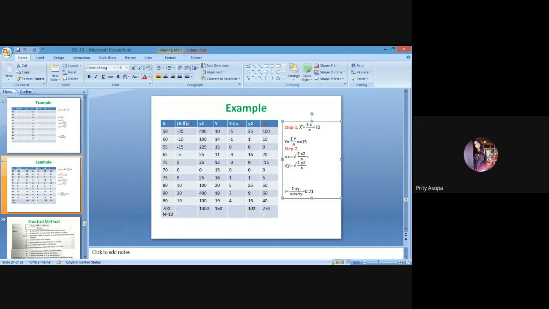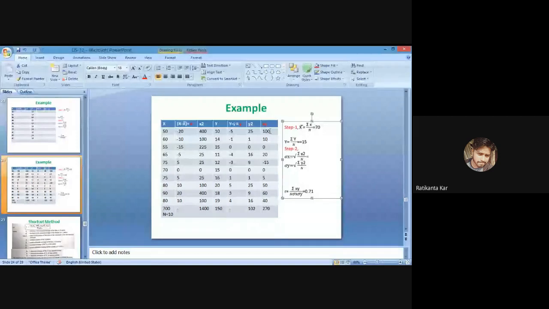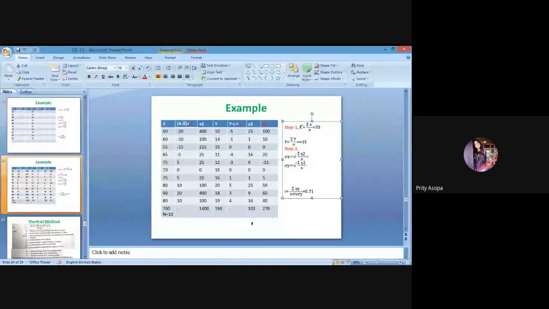Sir, the summation of xy will be 300. Let's check. x into y, that is 100. The second one is 10. No, sir, the third one is 270. It's 270, sir. Sorry, sir. Okay, so let's discuss the important things.